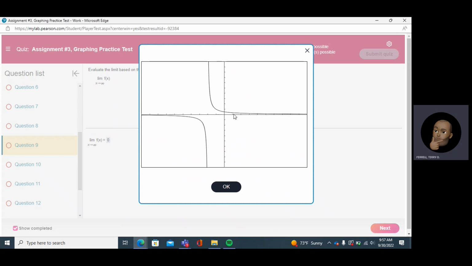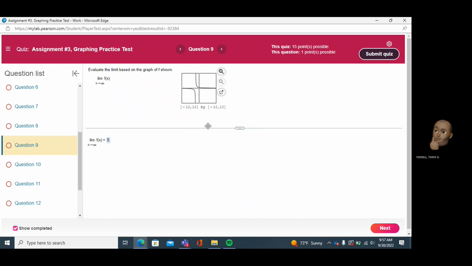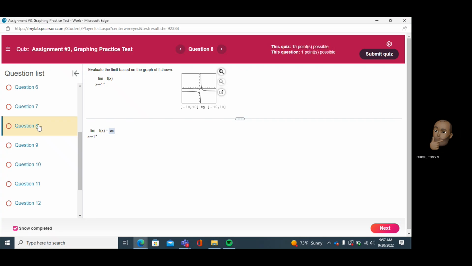At 1, the function's a little lower than a half. At 2, it's something else. At 3, it's something else. At 4, well, as x goes to positive infinity, this function is going to get really, really close to 0, but never touch. That's why the limit of this function as it goes to positive infinity is going to be 0. That's it. Let's do another one.